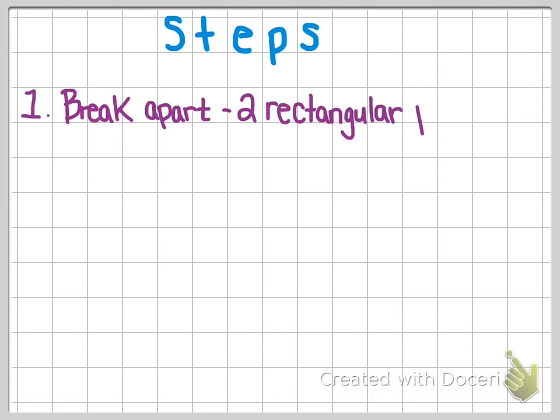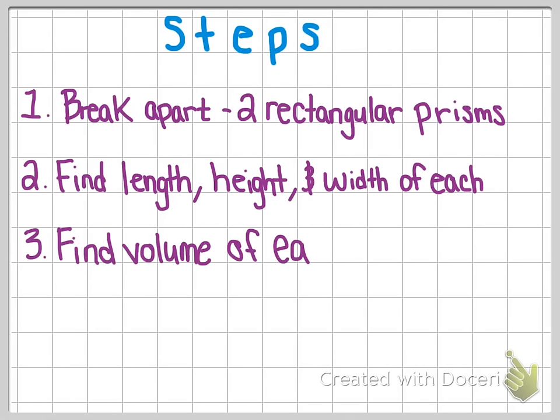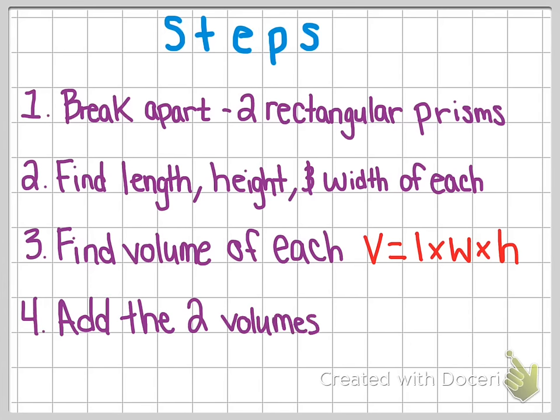Step 1 is to break apart the solid figure into two rectangular prisms. Step 2 is to find the length, height, and width of each of the rectangular prisms. And step 3 is to find the volume of each. Remember, volume equals length times width times height. And the final step is to add the two volumes together. Pause the video until you get all of these steps written down.